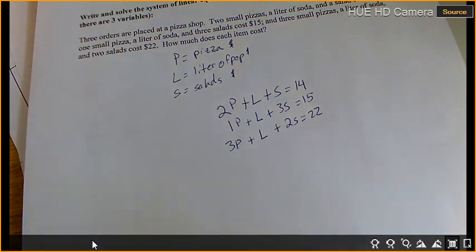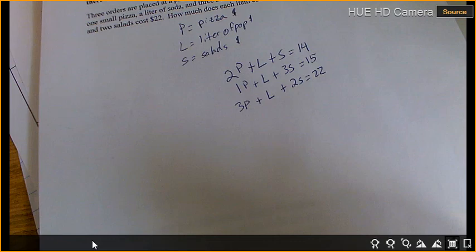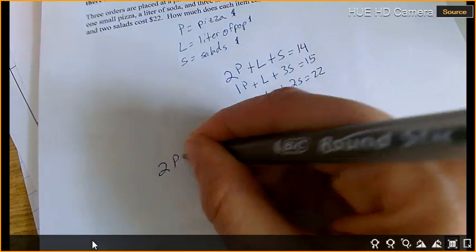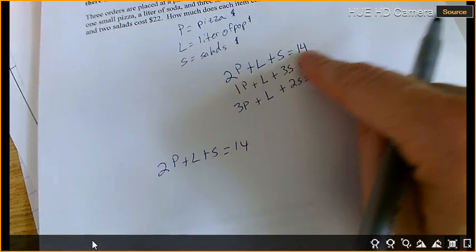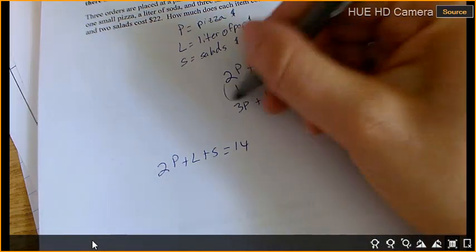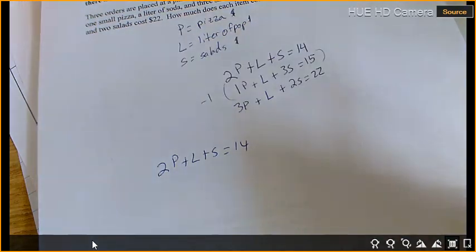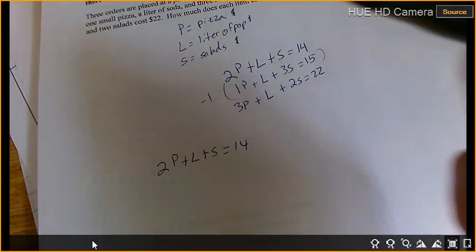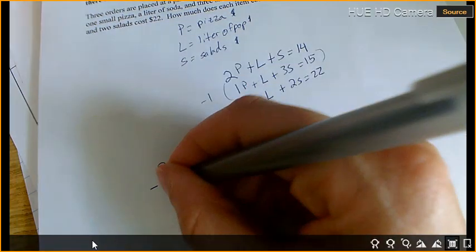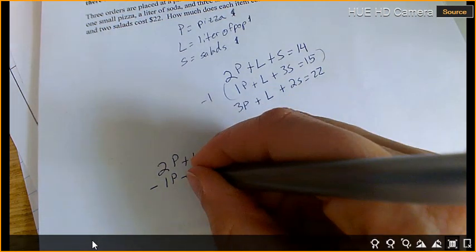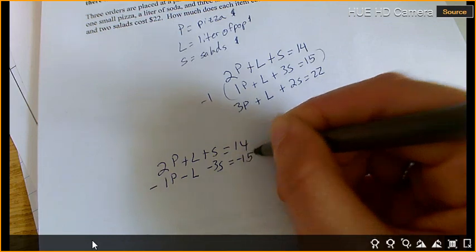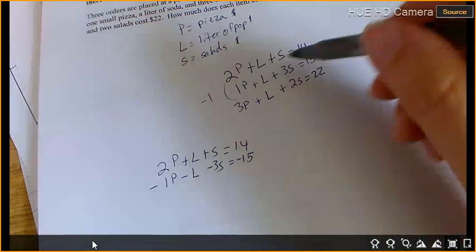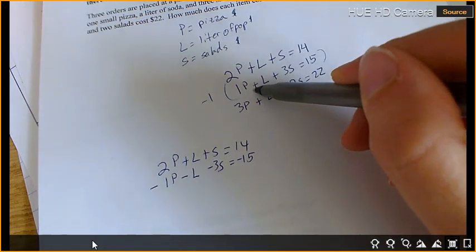Okay, so the first thing I'm going to eliminate, because I think it'll be the easiest, is the liter of pop. So you guys really got to pay attention to this. This is a little bit complicated. Okay, so I've got 2P plus L plus S equals 14. I just rewrote this down. And this second one, I'm just going to multiply it by -1 and then rewrite it under here. Okay? So that's -1P minus L minus 3S equals -15. So all I did was take this equation that I have written down and times it by a -1.